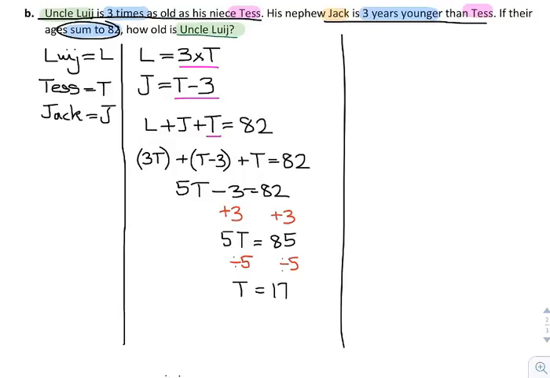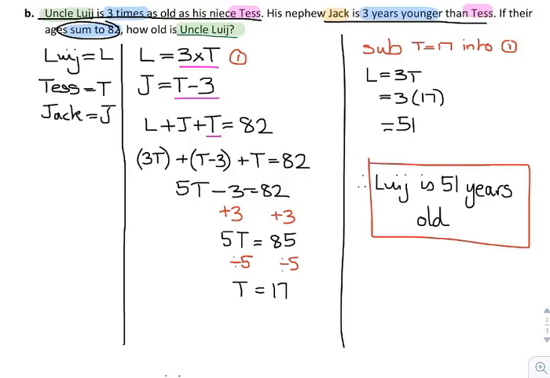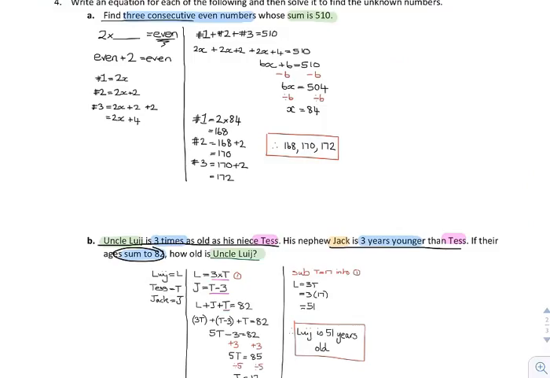Recall, however, that we don't want Tess's age, we want to know how old Luigi is. So we're going to take Tess's age and we can substitute it back into the equation L equals 3 times T. I'm just going to label that as number 1, so equation 1. Substituting it in, I get L equals 3 times 17, which is L equal to 51, i.e. Luigi is 51 years old. Put a red box around it, that is your end answer. That is examples for A and B complete.